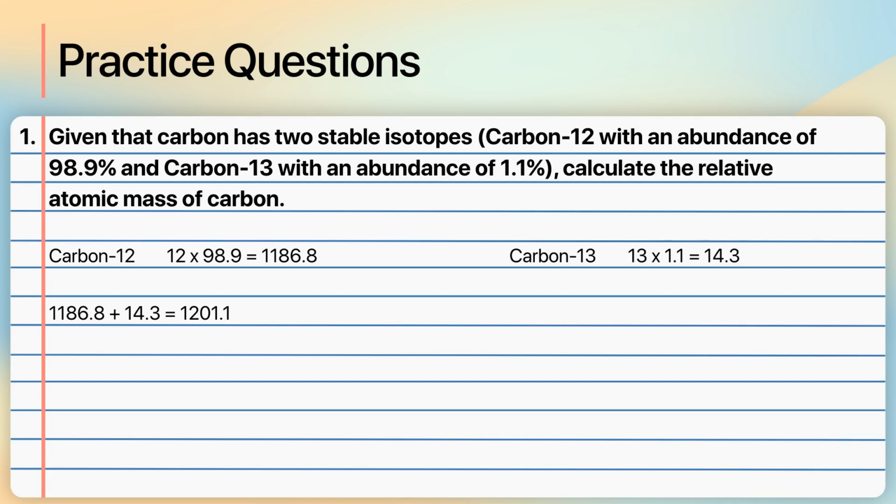Finally, divide this sum by the total relative abundance, which is 100% or simply 100. 1,201.1 divided by 100 equals 12.011. So, the relative atomic mass of carbon is approximately 12.011.